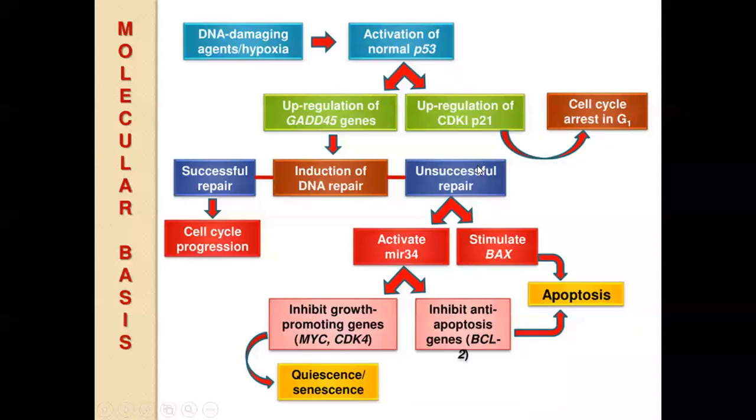And there is an unsuccessful repair, which activates miR-34 and stimulates BAX. When there is stimulation of BAX, it leads to apoptosis. And when there is activation of miR-34, it either inhibits the growth promoting genes like MYC or CDK4, or inhibits anti-apoptosis genes like BCL2.